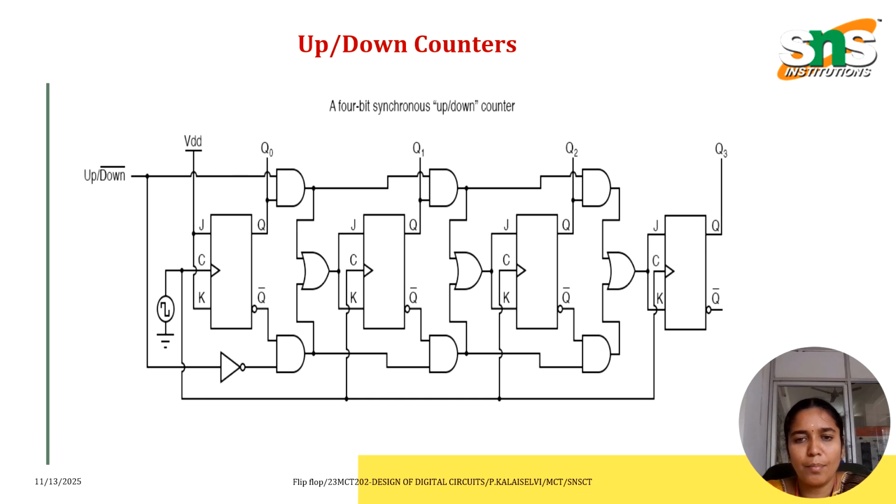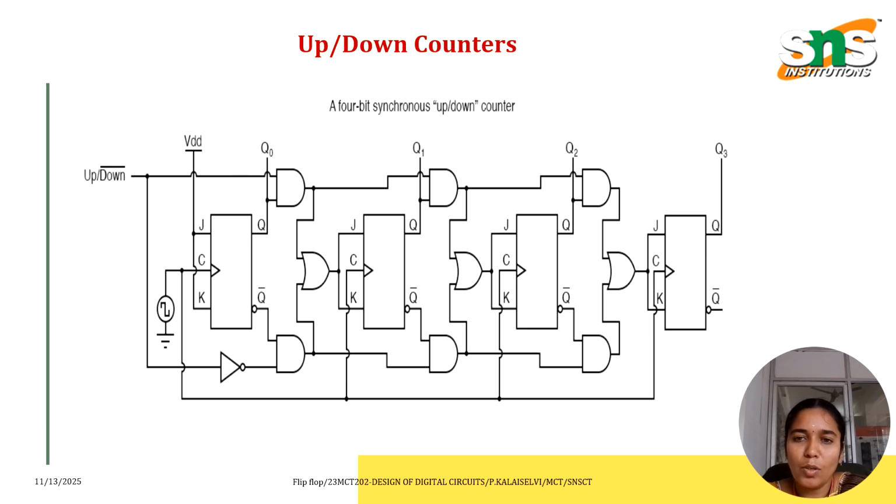Some types of these counters are the ICs 74LS190 and 74LS191. These are all examples of up down counters. Here we have the 4-bit synchronous up down counter. It will perform the up counting as well as down counting.